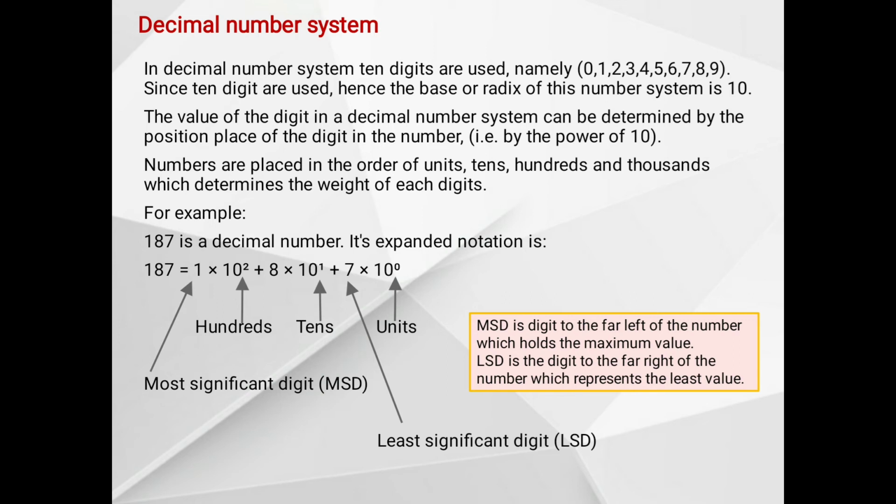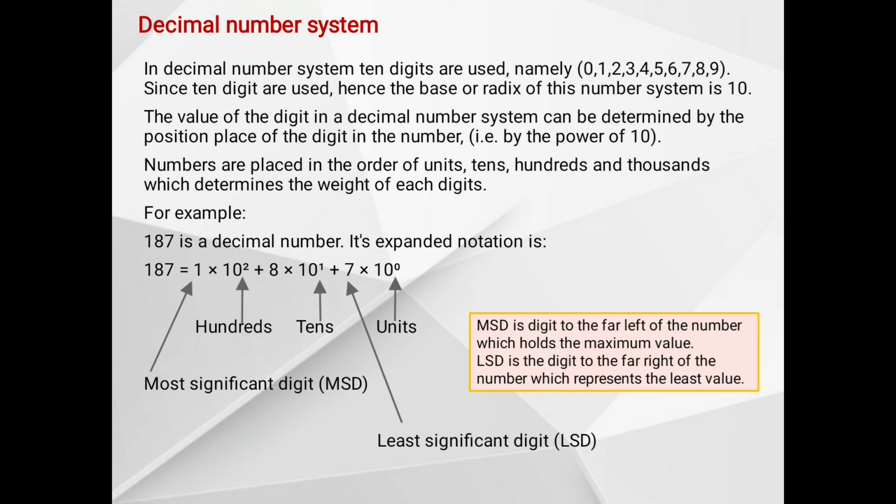For example, in 781, 7 is in the units place, 8 is in the tens place, and 1 is in the hundreds place, right? By that we find out the value of each digit: 1 is one digit, 8 is another digit, 7 is another digit. The weight of 7 is placed in the units place, 8 in the tens place, and 1 in the hundreds place. Okay, I hope that you have understood. By that we can determine the weight of each digit.